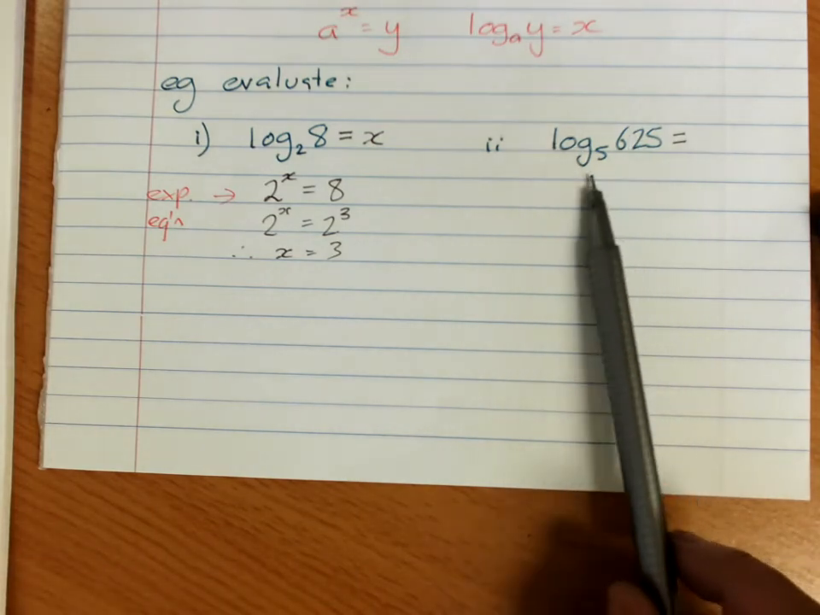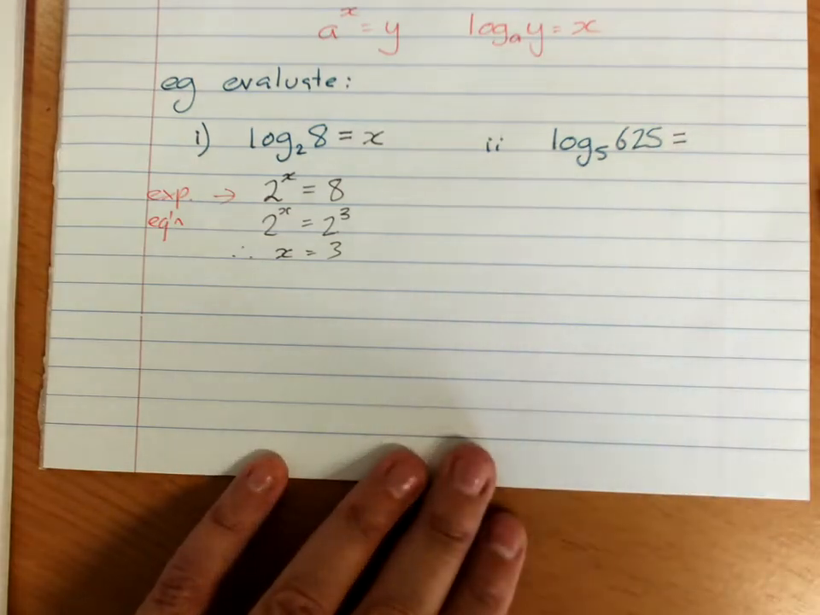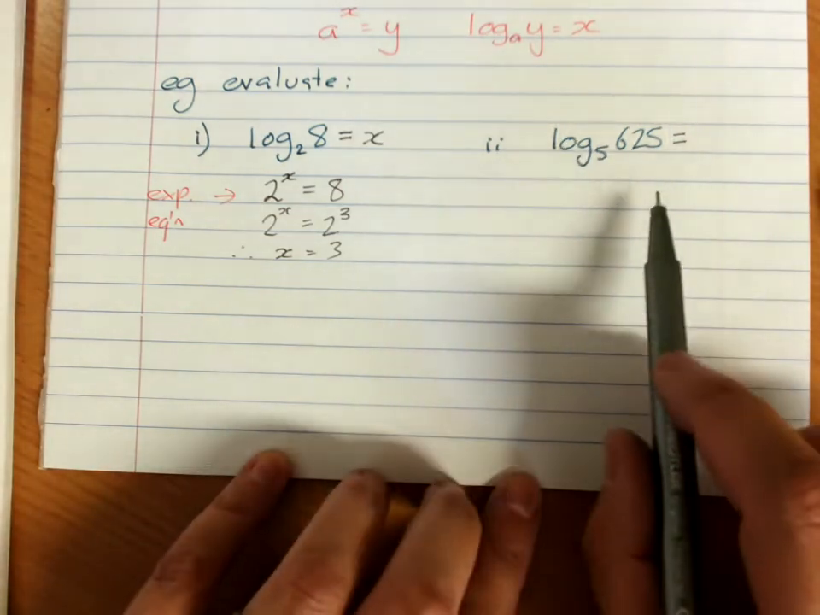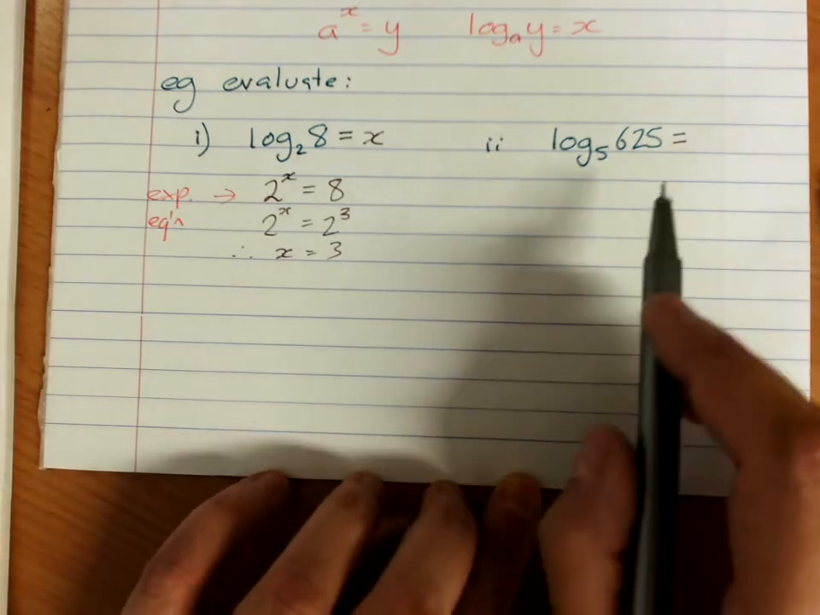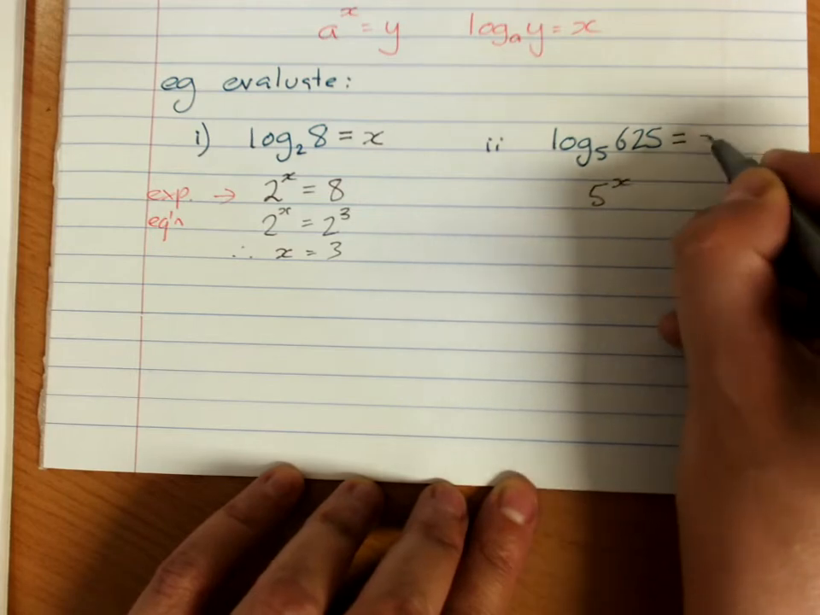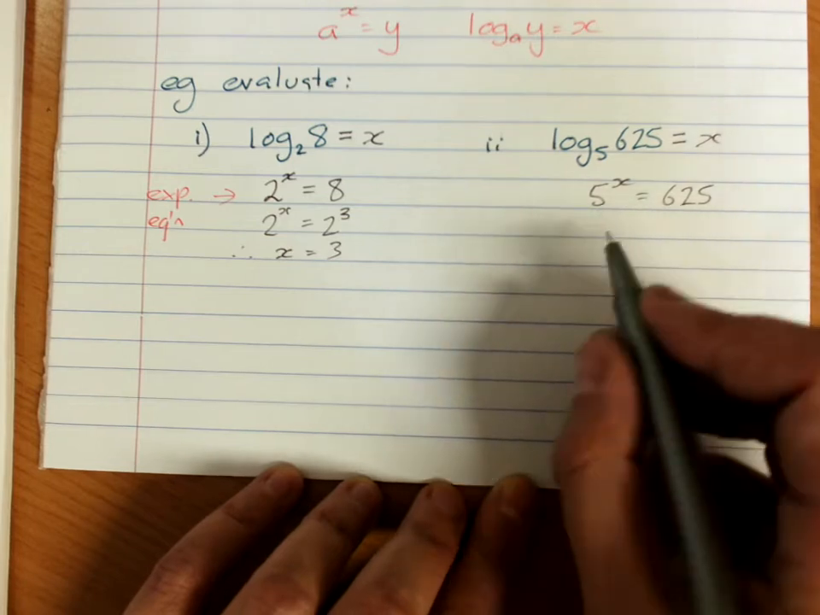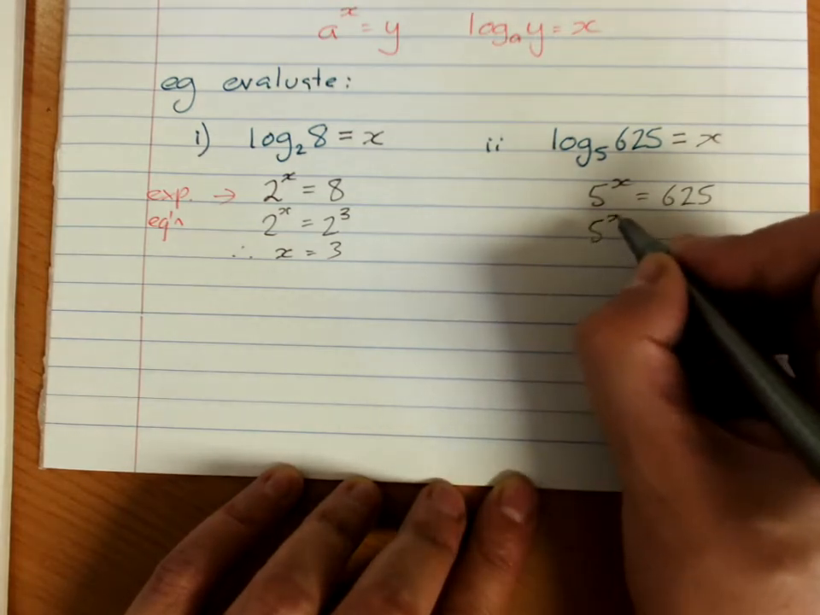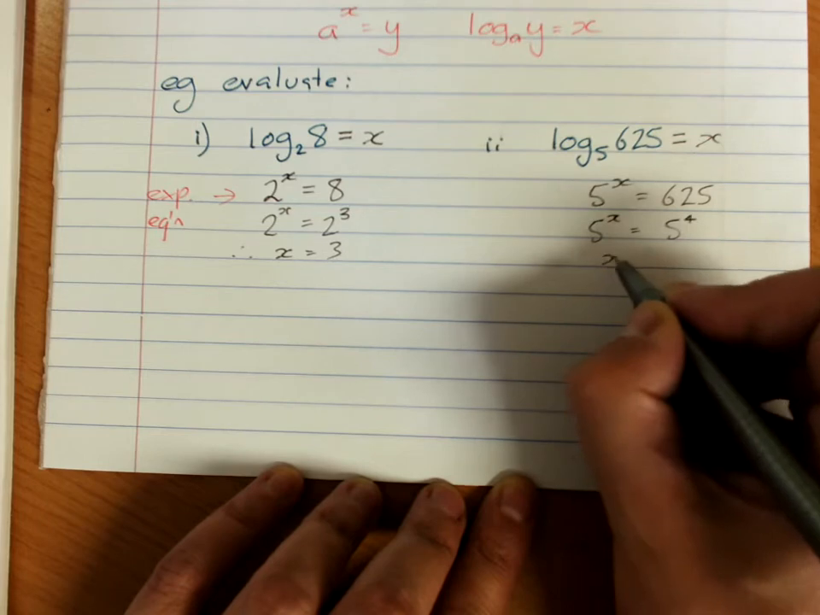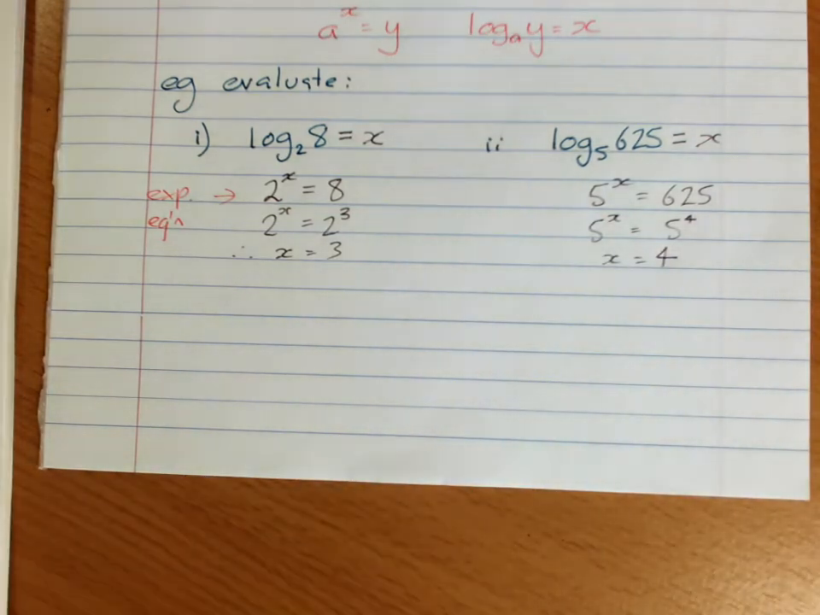What power of 5 gets me 625? 4. You could just answer it. If we weren't sure though, because we're not as happy with logs, if you're happy with logs, that's great, it's 4. Write it in index form. 5 to the power what is 625? Represent them both as the same base. Therefore, x equals 4.